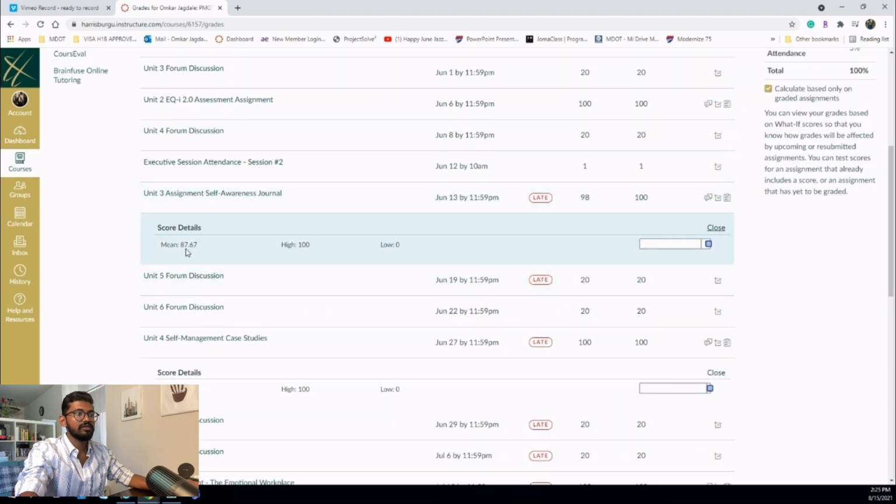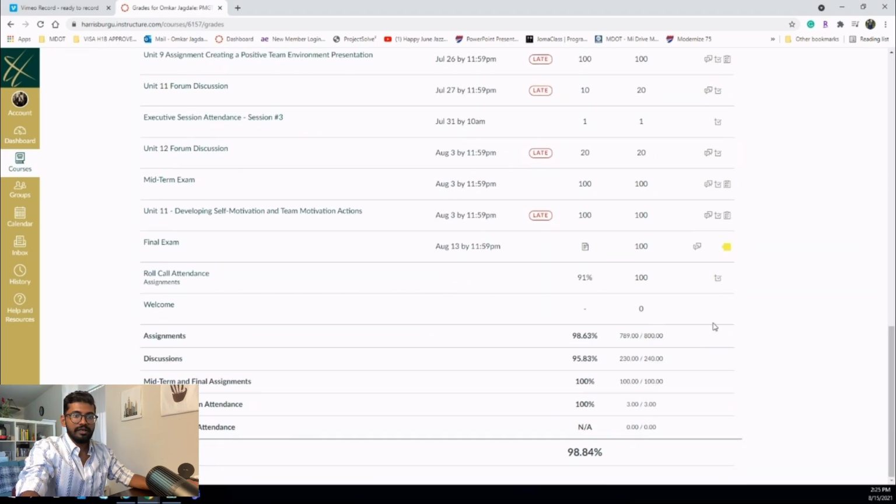Okay, for example, let's look at this one. So the mean here is 87. Most people got 87.67 in that range. So that's kind of how the class average works. So, all right, my midterm, I got 100%. Final, I don't think he has scored yet. He'll score that when he gets a chance.